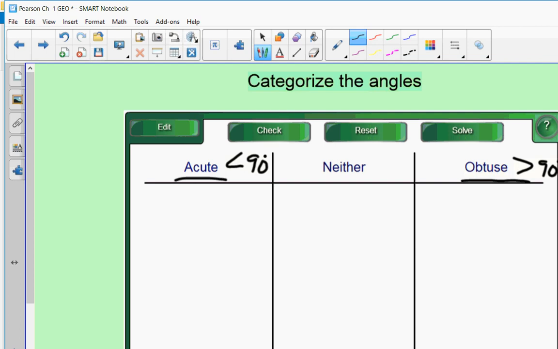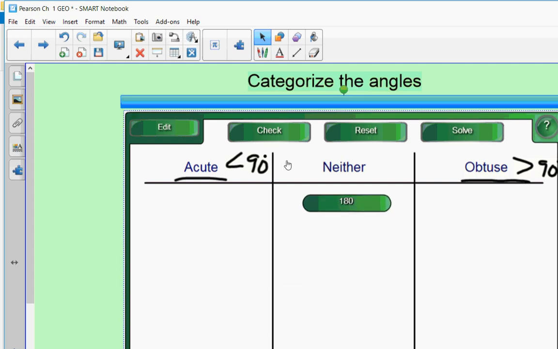So 180 degrees, that's greater than 90. But remember 180, I think it had a definition. I think that was called a line or a straight angle. So I'm going to put it over here in neither. My next one is 90.1. If I look at my things, it's less than 90, well, 90.1 is actually bigger than 90. I think it fits over here with obtuse, so let's go there.